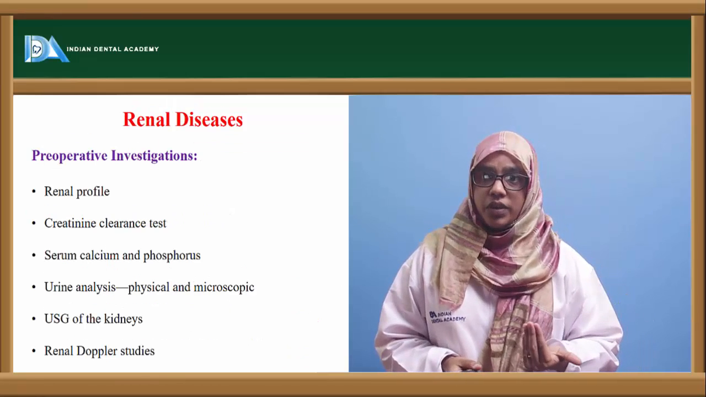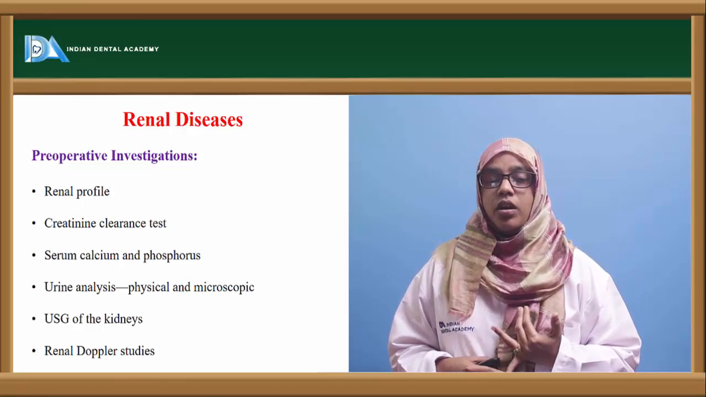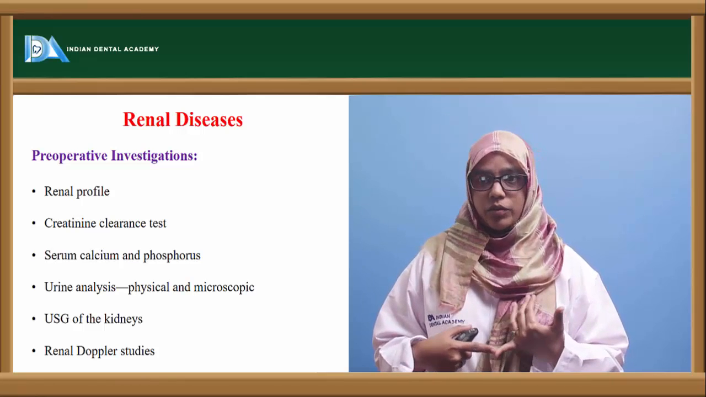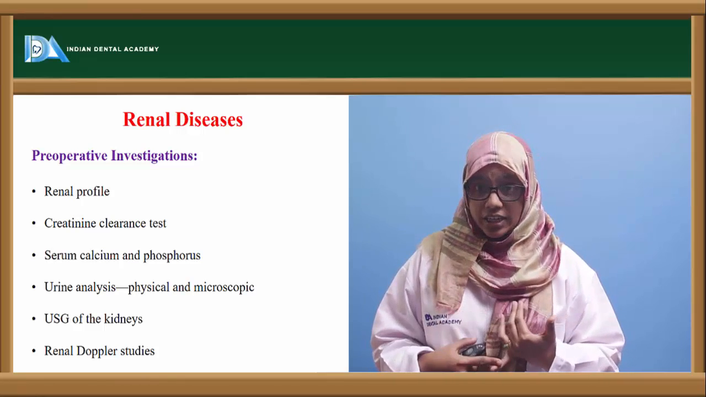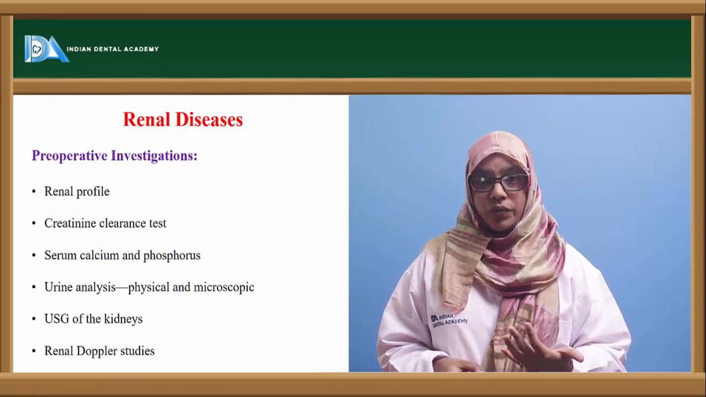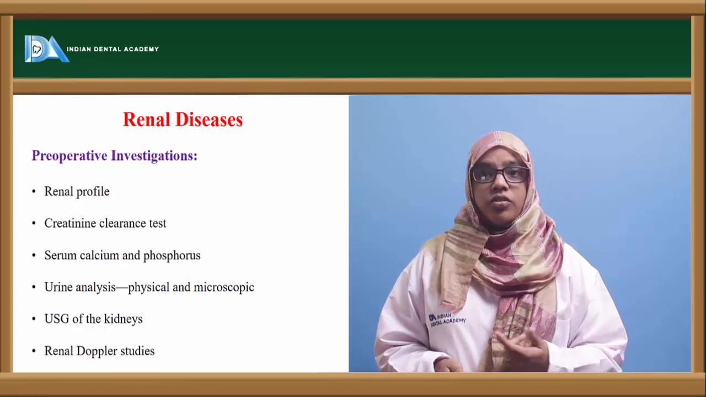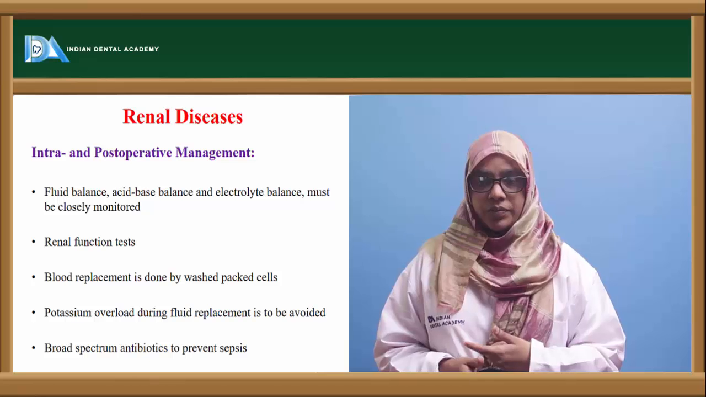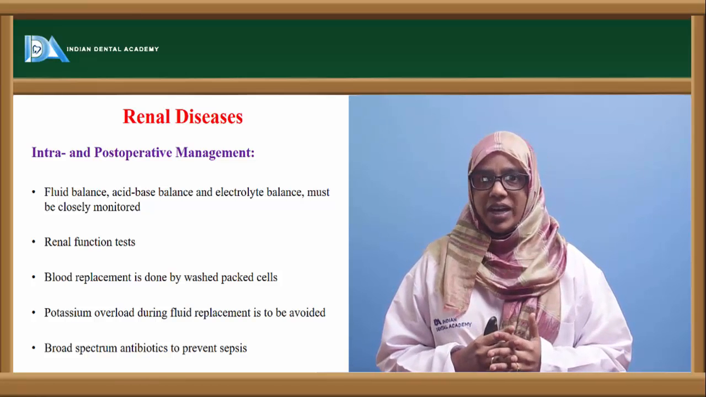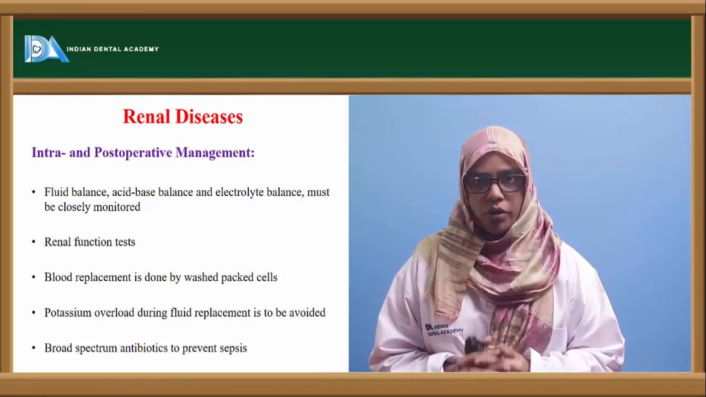Now, the preoperative investigation that is required is renal profile. You have to do a complete renal profile: serum creatinine, serum urea level, creatinine clearance level, serum calcium, phosphorus, urine analysis, USG of the kidney to see whether the size is increased and also any cystic degeneration, renal Doppler study if required. Intraoperatively and postoperatively, fluid balance, acid-base balance, electrolyte balance must be closely monitored.